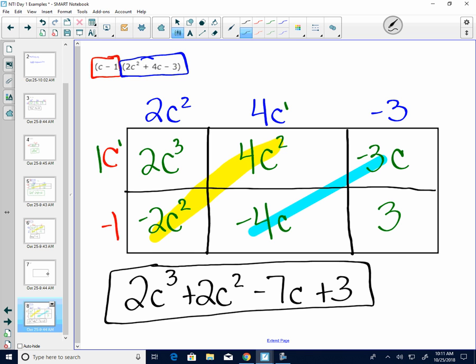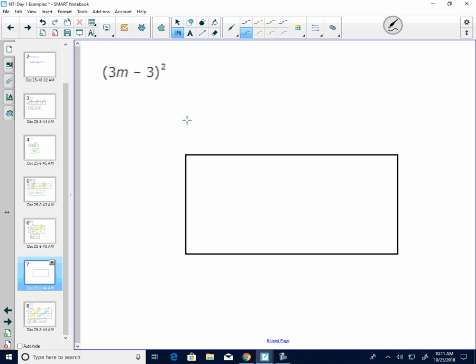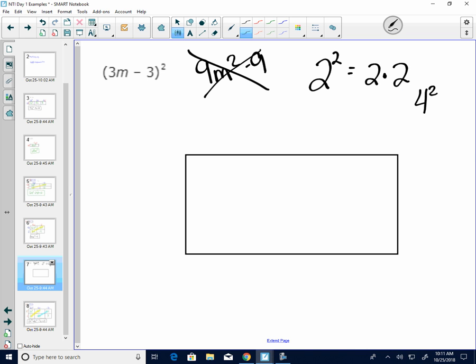And then the last example we're going to look at is a special case. It is something squared. A lot of students want to do 9m squared minus 9, and that is incorrect. If we do the box method, think of what it means for 2 to be squared. That means 2 times 2. 4 squared means 4 times 4. So when I have a quantity 3m minus 3 squared, that means I am actually multiplying it by itself.